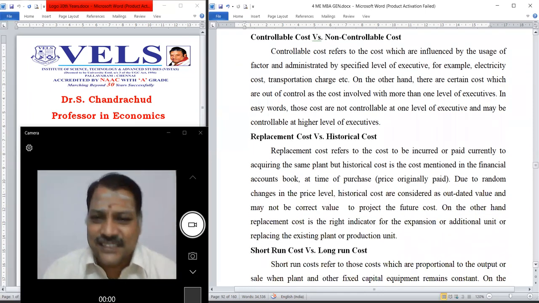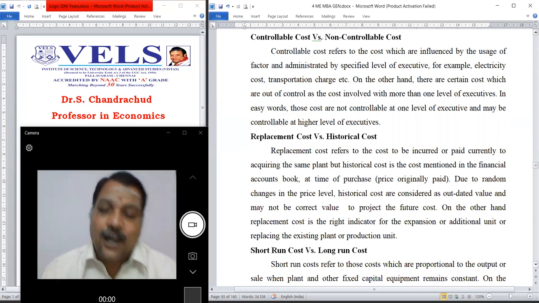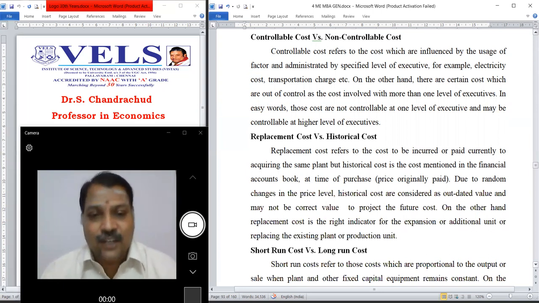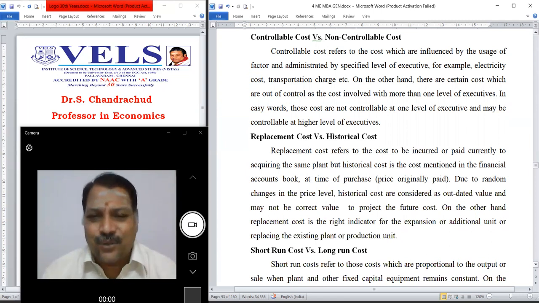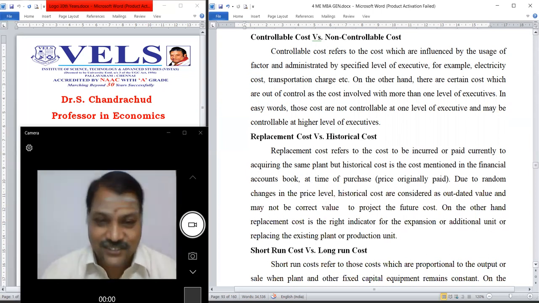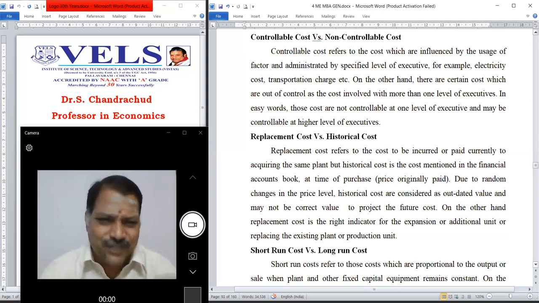The next distinction is between replacement cost versus historical cost. Replacement cost refers to the cost to be incurred or paid currently for acquiring the same plant, but historical cost is the cost recorded in the financial accounts at the time of purchase. Actually, how much we paid for that particular machine is historical cost. But what is the latest value for replacing that? How much do we have to spend?